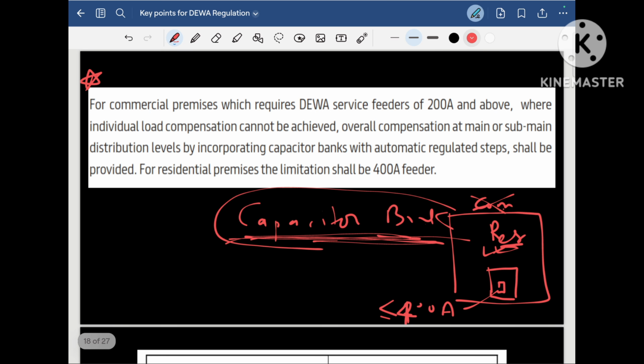So why? Because for a commercial project the load will be different, and for a residential project the load will be different. For residential purposes, the load will be single sockets, double sockets, washing machine, dishwasher, hand dryer, water heater. These will all be the loads for a residential project. But for commercial, there will be big motors running some equipment. So at that time individual compensation is not possible at a lesser load. That's why for a commercial project, a capacitor bank is required when the load is equal to or greater than 200 ampere, and for a residential building when the main breaker rating for the MDB is greater than or equal to 400 ampere, only then is the capacitor bank required.